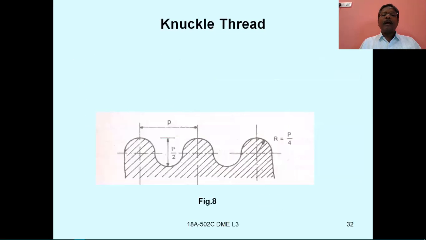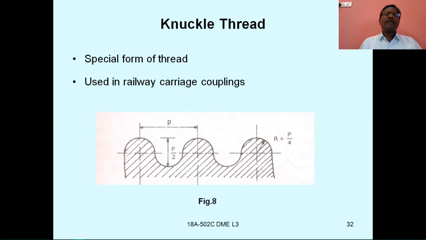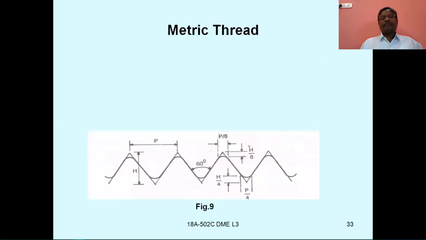And the knuckle thread is a round shaped thread, and it is also used for power transmission. Generally, it is used in railway carriage applications. And the last one is the metric thread, which is used in India. This is approved by BIS, Bureau of Indian Standards. We are going to use it here in this case. So all these are the forms of threads.